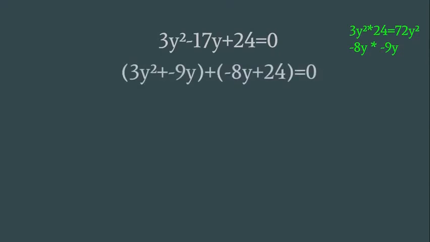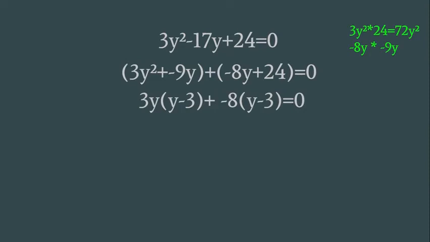So remember, I do my factor by grouping, where I put my first term, 3y squared, with any of the factors, negative 9y or negative 8y. I chose negative 9y because it's a little bit easier. And then I put my last term, which was 24, again, in that group, and I begin to factor. I find my GCF. The GCF for the first is 3y, and I factor. And then the GCF for the second group is negative 8, and I factor.